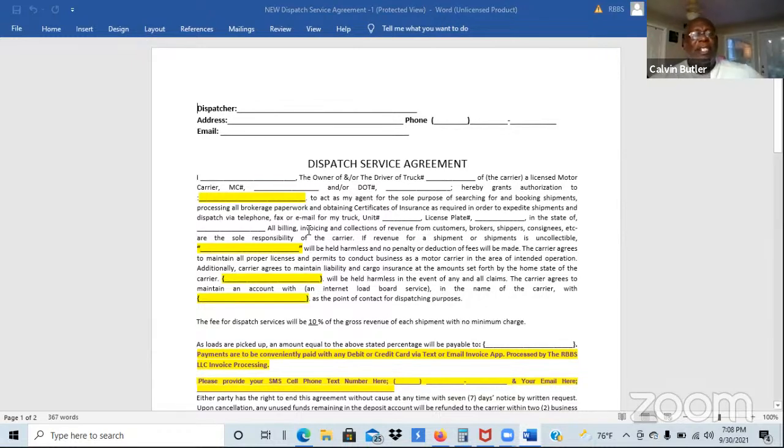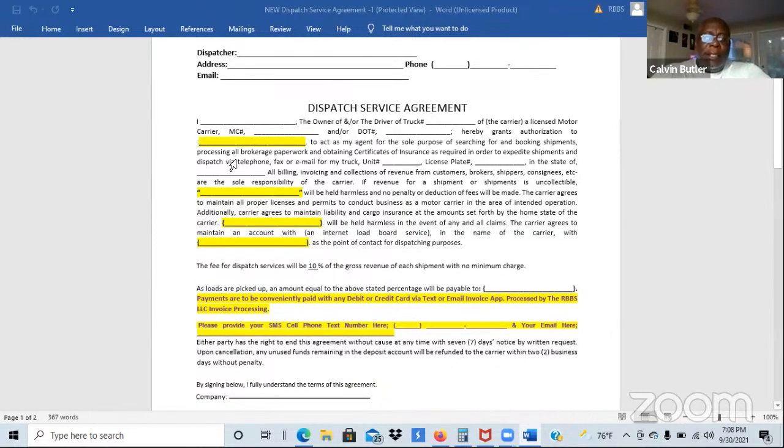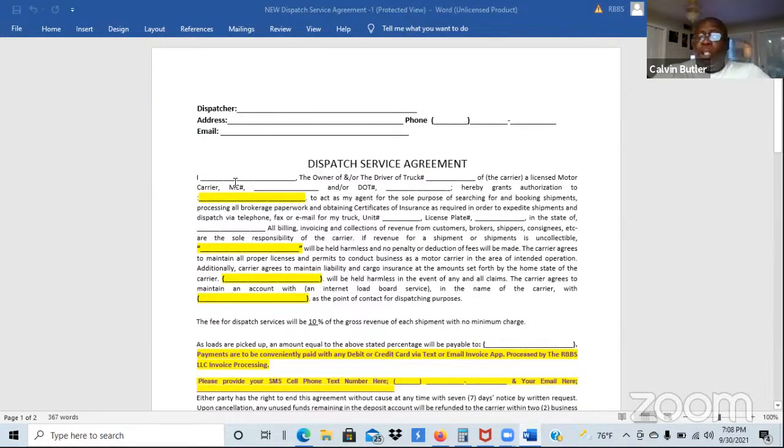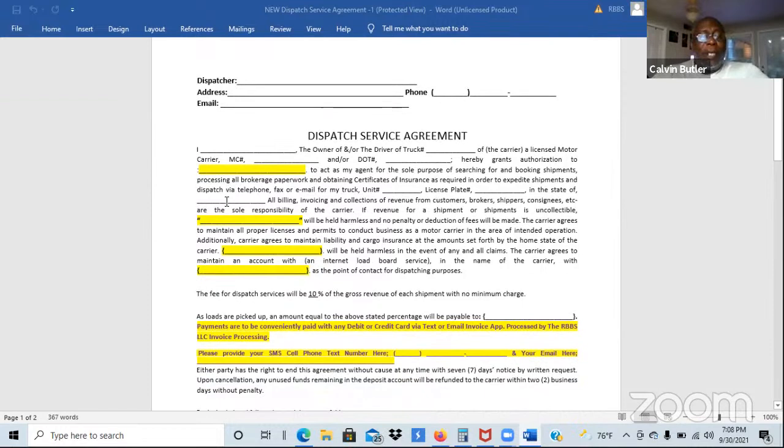All right. Here's the dispatch agreement. Now, this is what you all are going to use. This is a sample dispatch agreement. Now, don't use this. It's already got the spots blanked out for you all to fill in. So this is a sample dispatch agreement, and this is what you're going to be sending over to your carrier when you're getting ready to start dispatching for them.